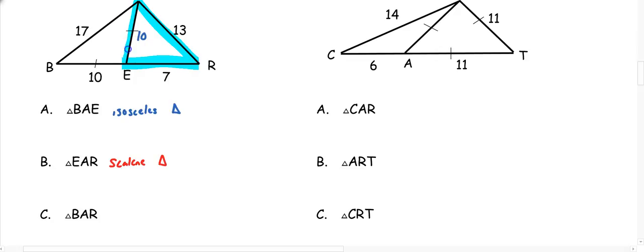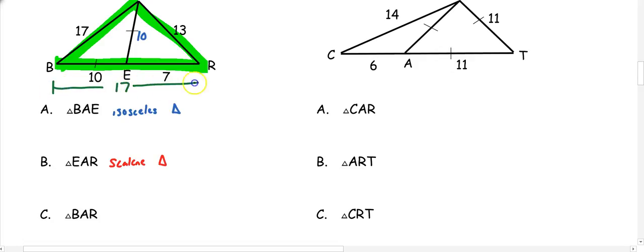And the last triangle to look at is BAR. So be careful with BAR because we need to look at the whole side. From B to R, remember that 10 plus 7 gets us a side of 17. So we actually have two sides that are 17. So again, we have an isosceles triangle.